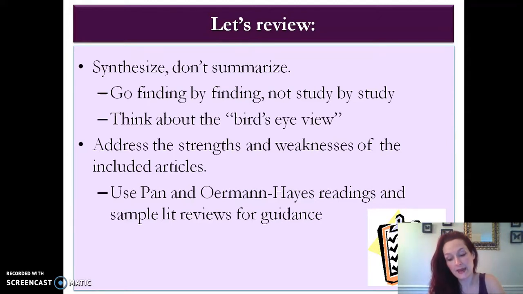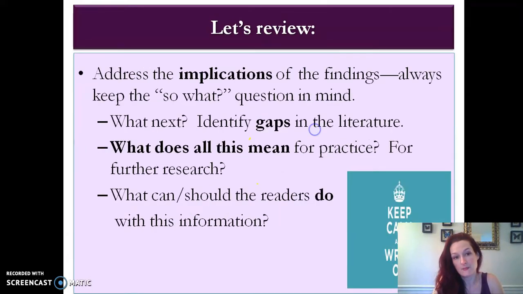And again, the Pan book is called Preparing Literature Reviews, I think, something like that. But it's by M. Ling Pan. It's a second edition. It's a terrific book. And the other one is called Writing for Publication in Nursing, and it's by Orman and Hayes, and it has a wonderful chapter on writing lit reviews. Really good advice. So if you are writing a lit review, you might want to check out those two books.